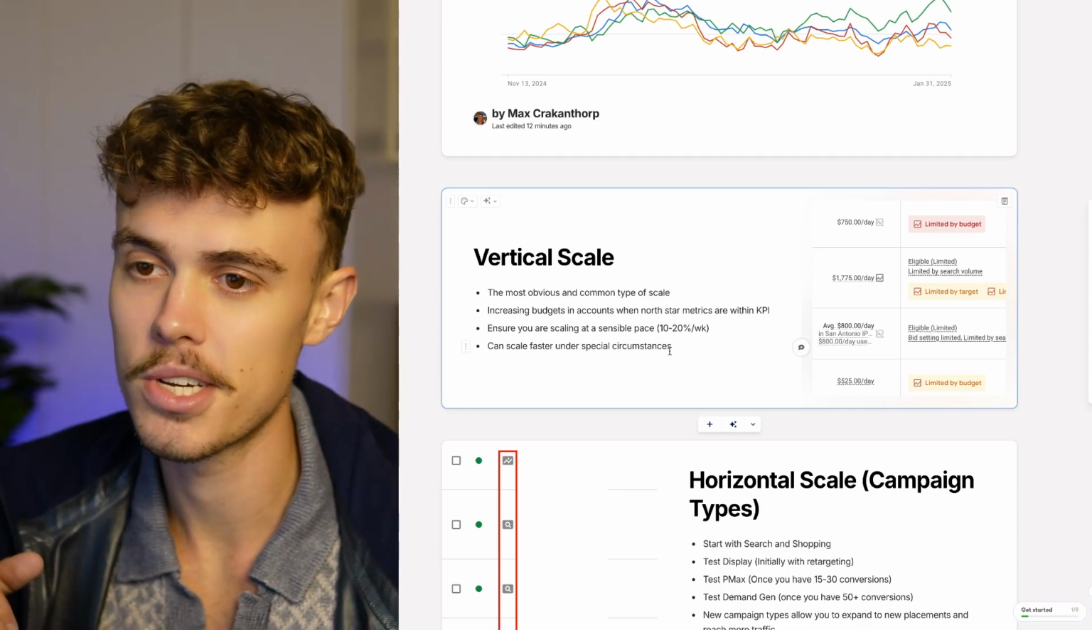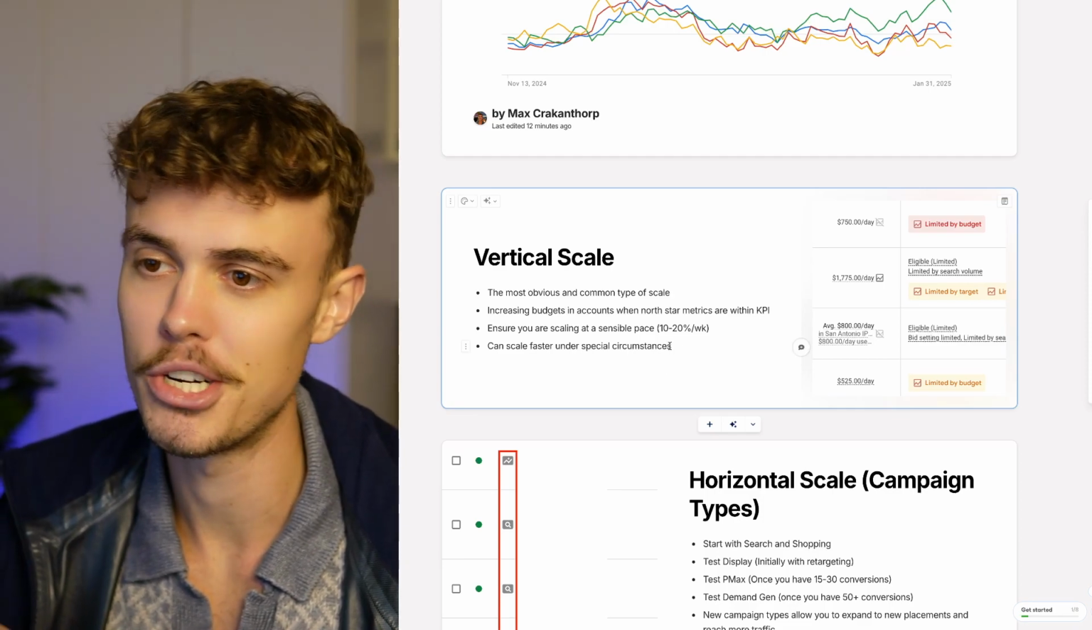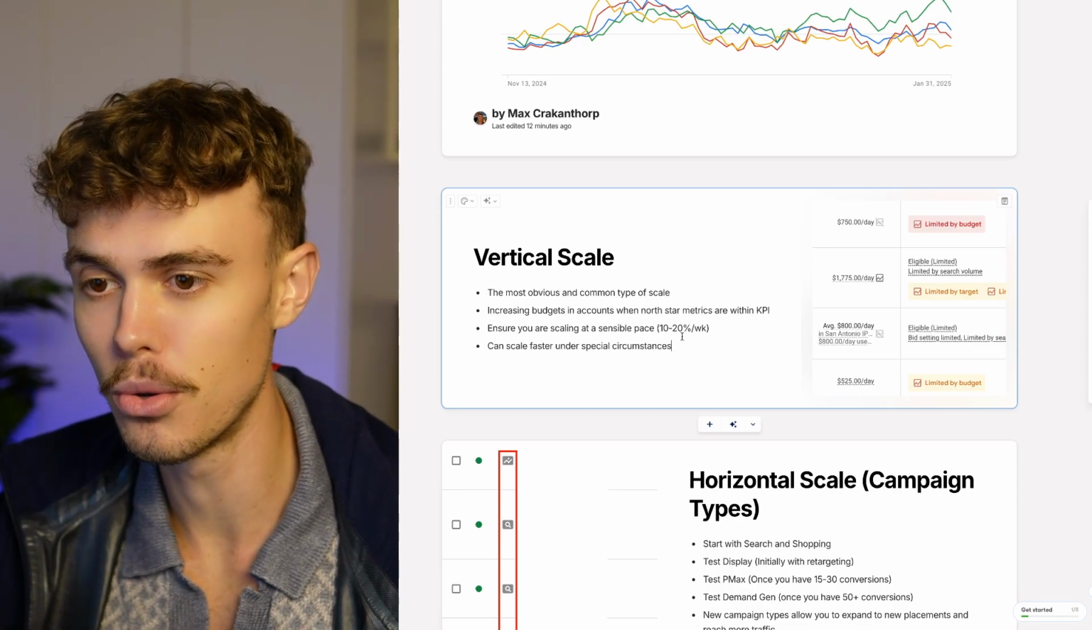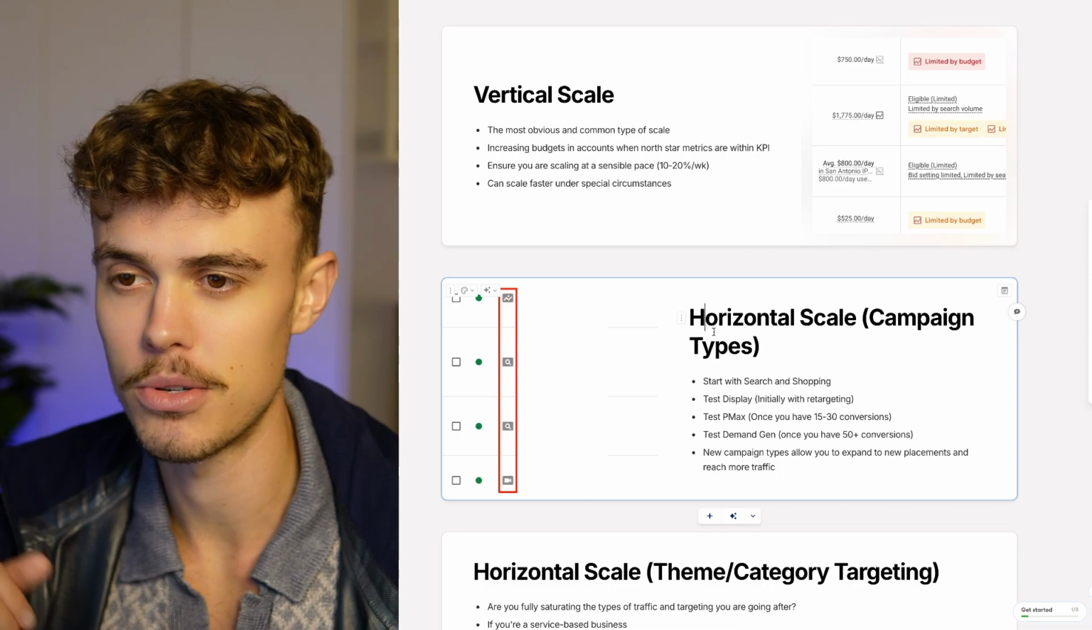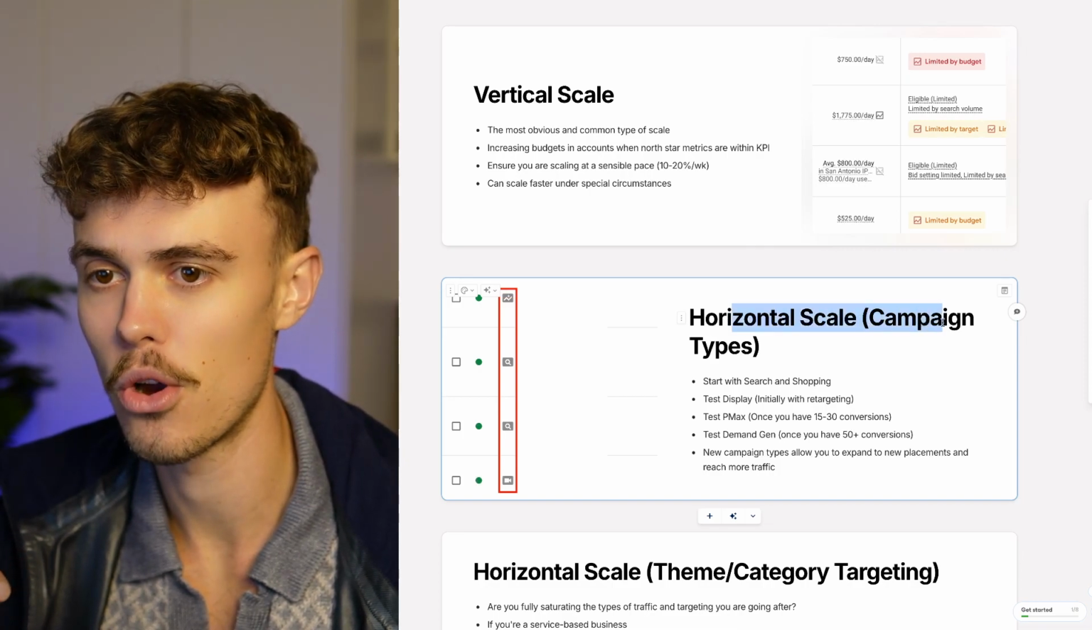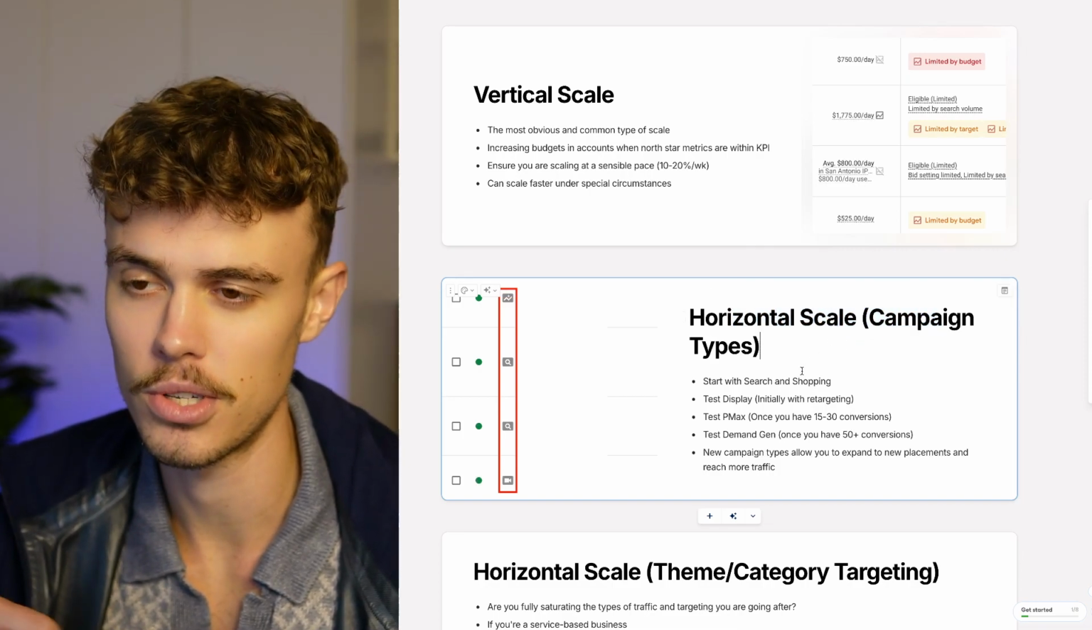But if you can no longer scale on your budget and you're finding that when you put your budget up, you're getting a poor response from Google, you need to engage in horizontal scaling. So what are the different types of horizontal scaling? First of all, we can work with different campaign types to horizontally scale.